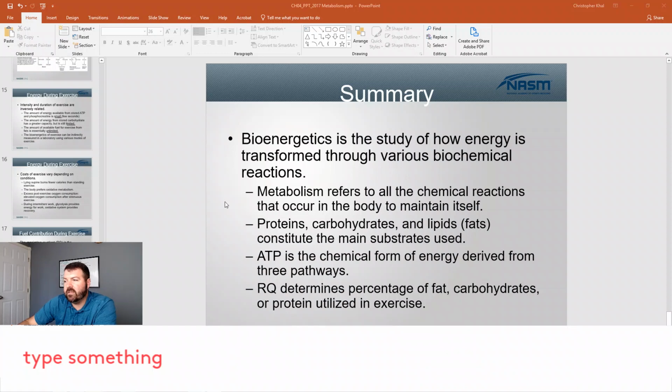So, a quick summary on the bioenergetics. Metabolism obviously refers to a lot of different things, a lot of chemical reactions that go on. Proteins, carbs, and fats are your macronutrients. ATP is the chemical form of energy and is used in all three pathways. And then the RQ, respiratory quotient, is used to determine what percentage of fats and or carbs you're using.